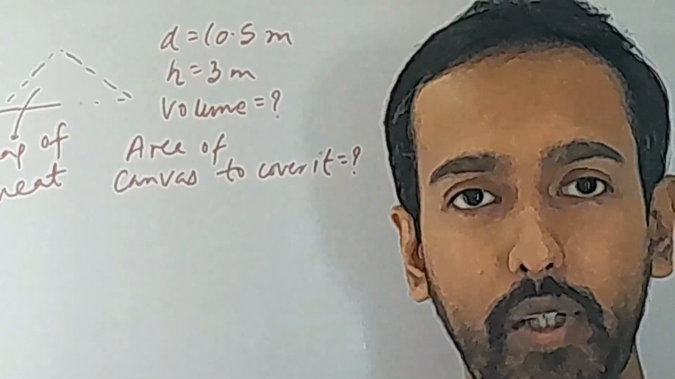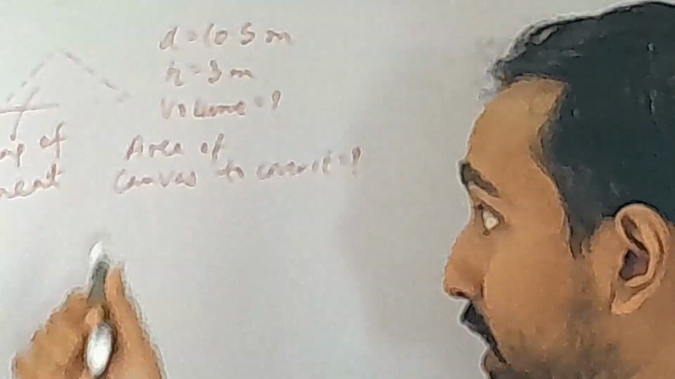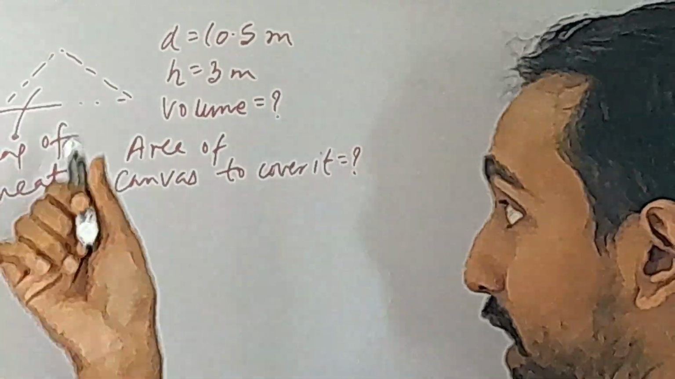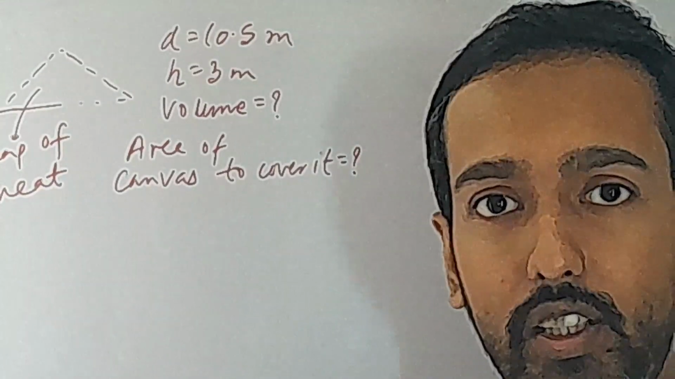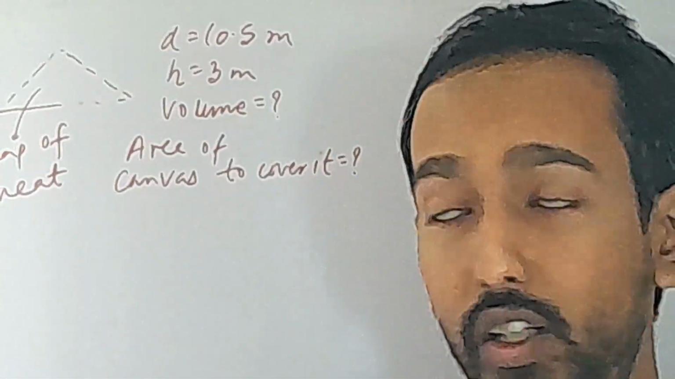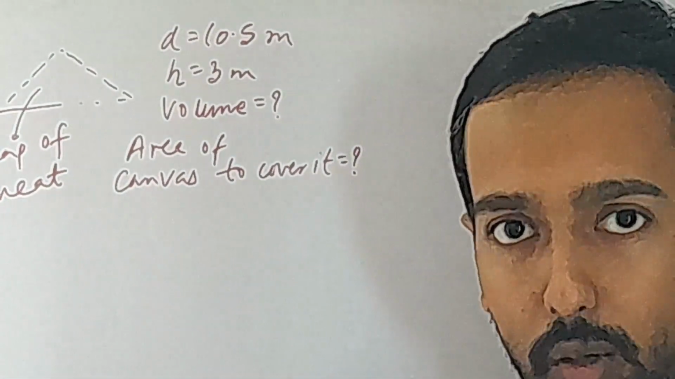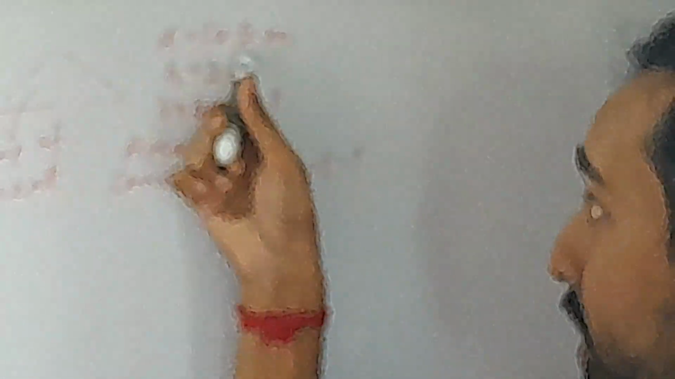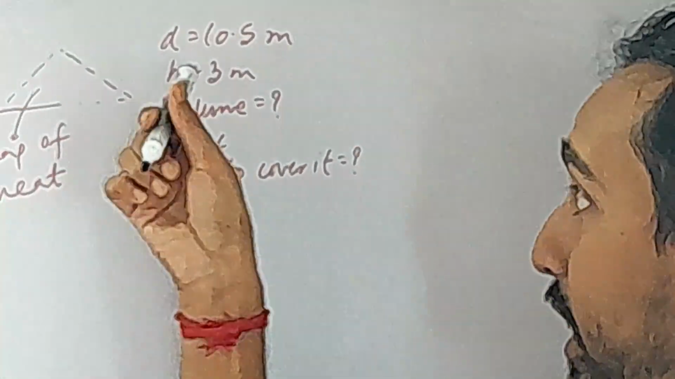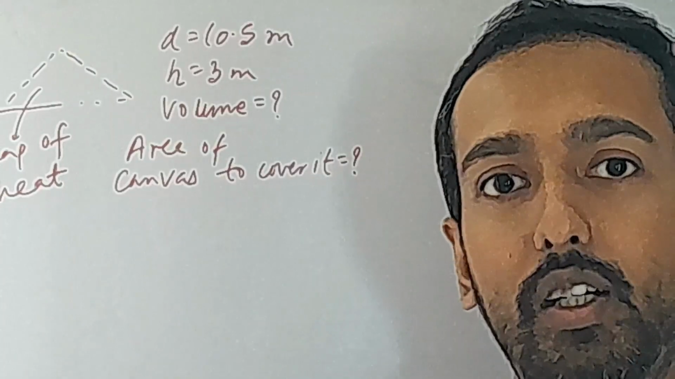Students, I come again with an important question from the chapter of volumes. In this question it is given that this is a heap of wheat, that is, wheat grains arranged in the form of a cone. The diameter of this conical heap is given as 10.5 meters and the height is given as 3 meters. We have to find the total volume of the wheat grains.